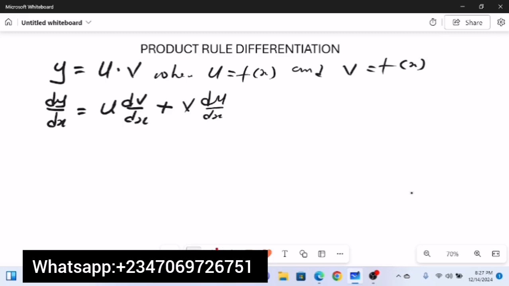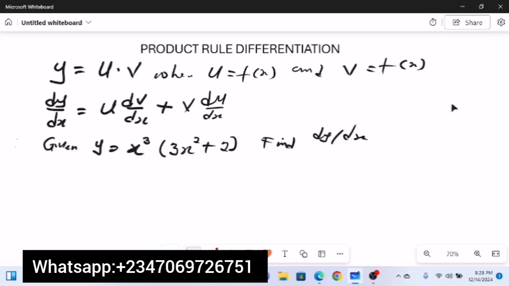Now let's pick an example to illustrate this. Let's say we are given that y is equal to x to the power of 3 multiplied by 3x squared plus 2, and we're asked to find dy dx. Now you have the liberty to either expand this equation and solve using the power rule, or you can simply solve by the product rule. But since we are learning the product rule, let us simply use the rule.